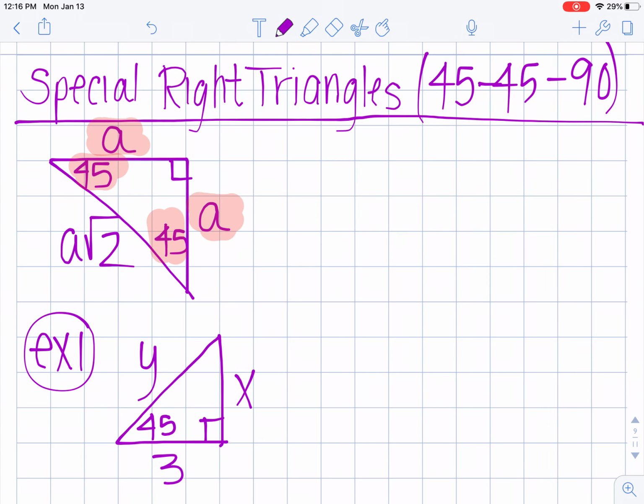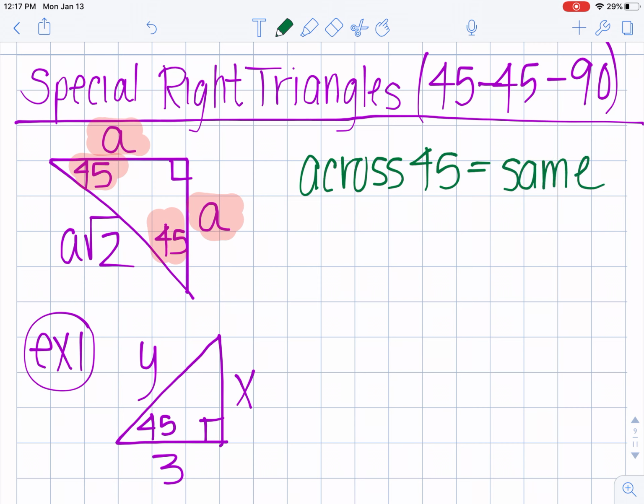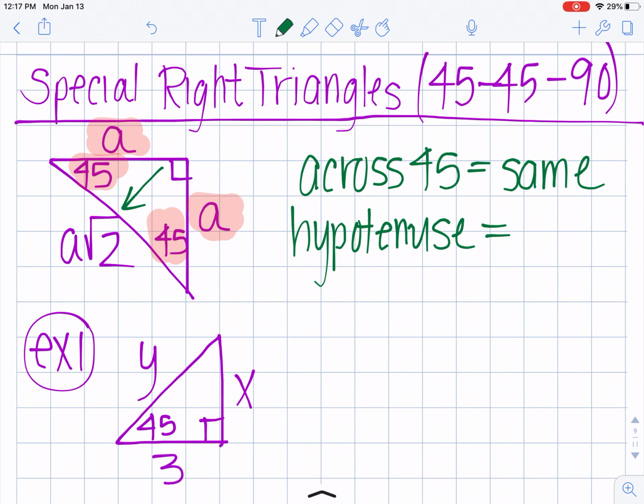So let's write that down. So across from the 45s, they're going to be the same side. They're going to have the same measure. Across from the hypotenuse, or across from the 90 degrees rather, is the hypotenuse, this guy right here. And the hypotenuse is always going to measure a times the square root of 2.